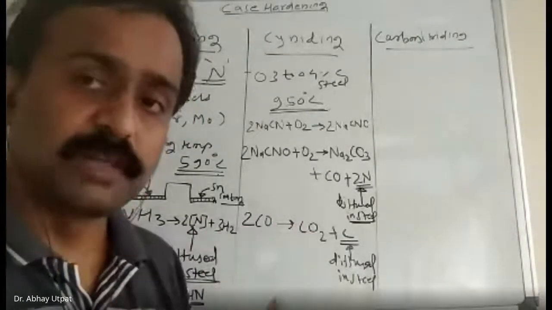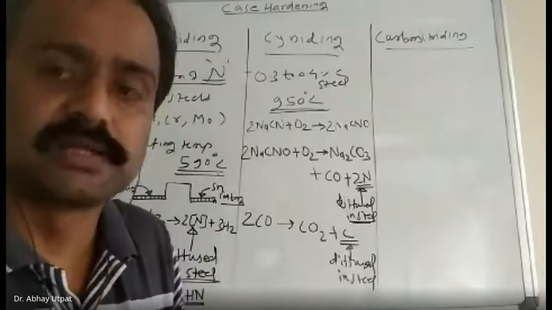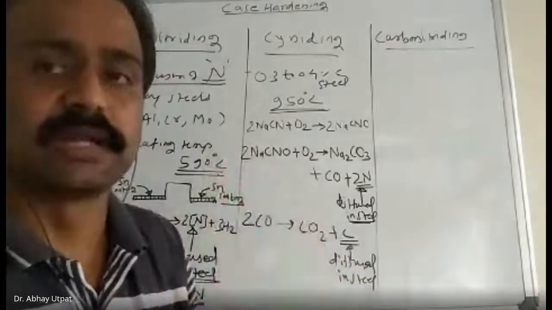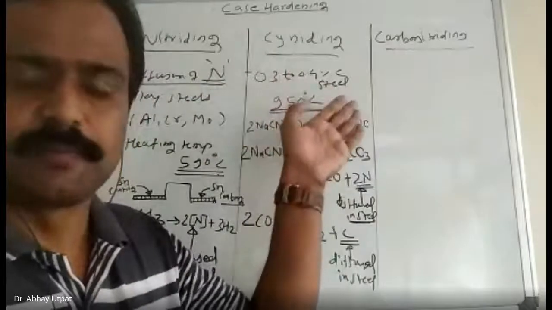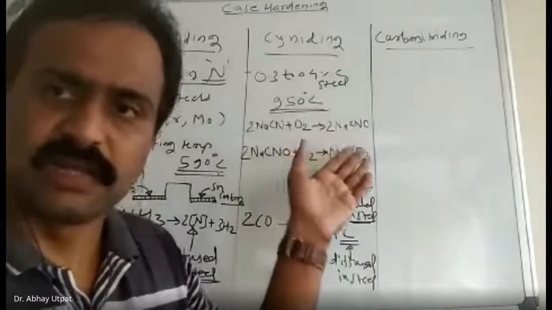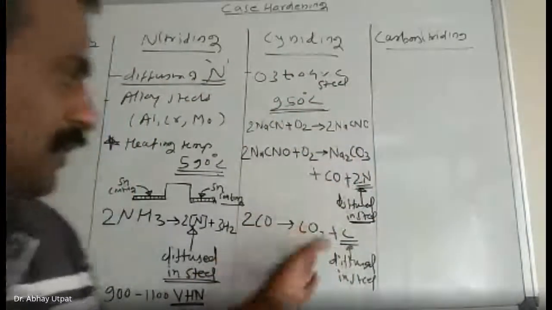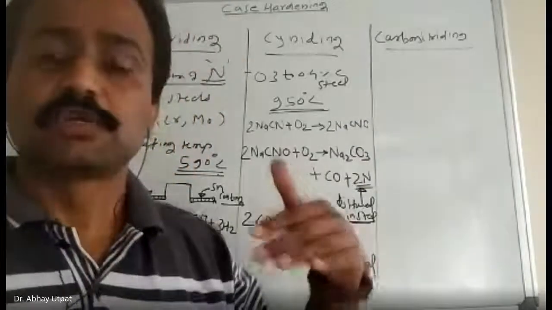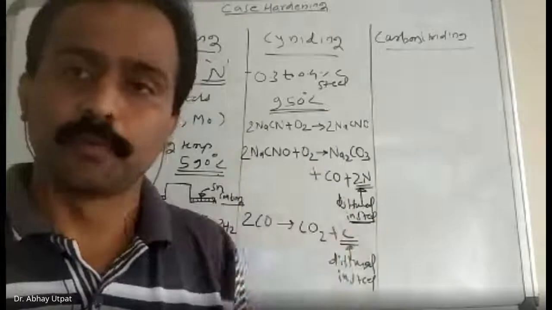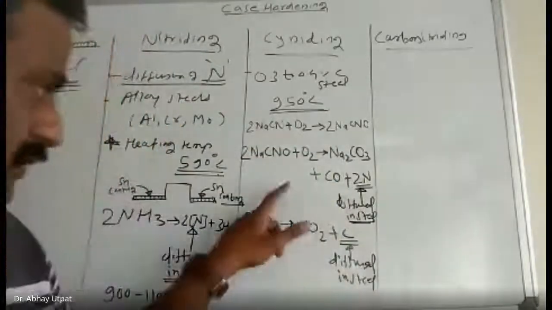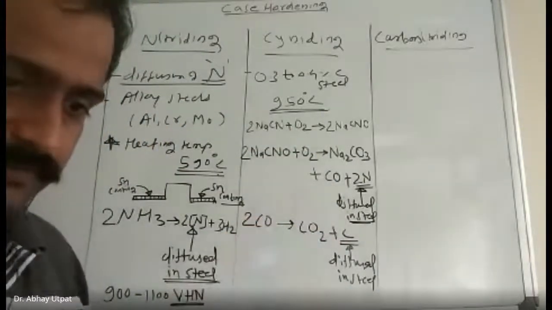Now, which element diffuses more and which element less? It depends upon the heating temperature. Our heating temperature is 950. If it is a little less, say 900, the diffusion of carbon will be less in that case. So the higher the heating temperature, the diffusion of carbon will be more. Right, that statement.